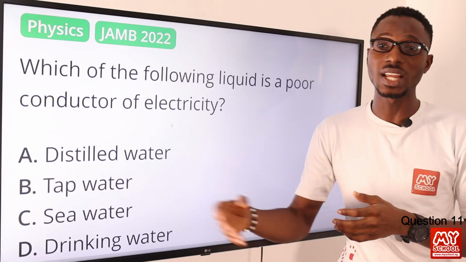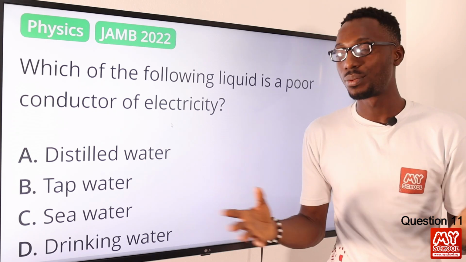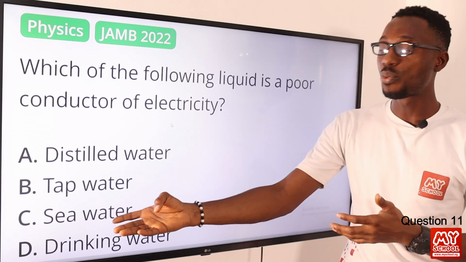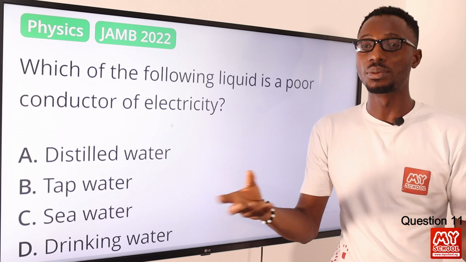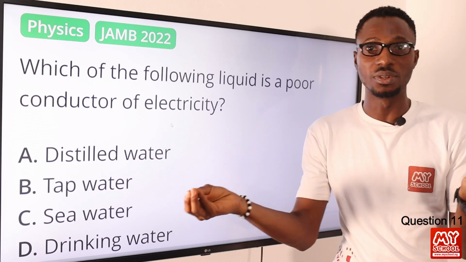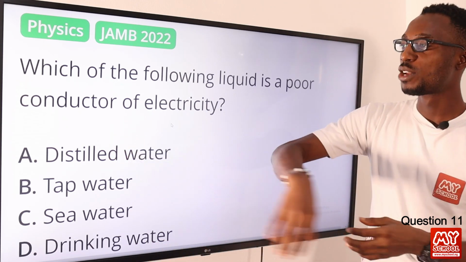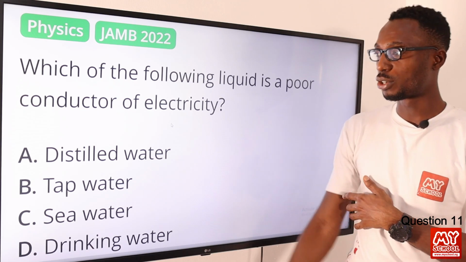Of course, in tap water, you have the presence of some basic metallic ions, right? Probably like sodium. Your seawater, of course, has salt. Remember your salt contains sodium chloride, basically. So you can see we have ions there, right? Then we have your drinking water. So basically, this is the purest form. You have removed the vehicles for conduction. So option A is the right option.